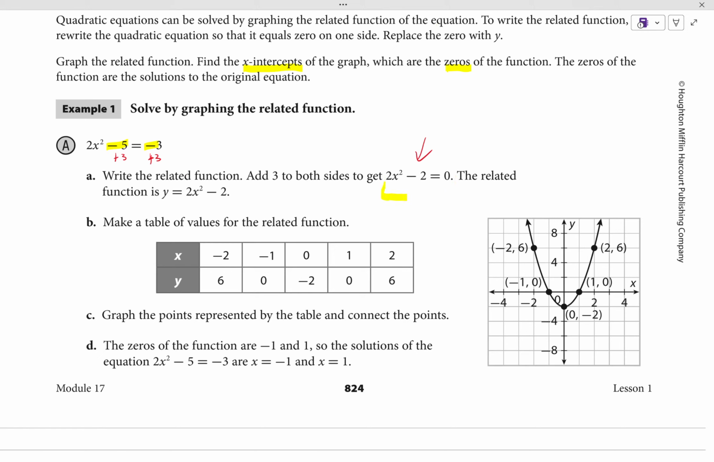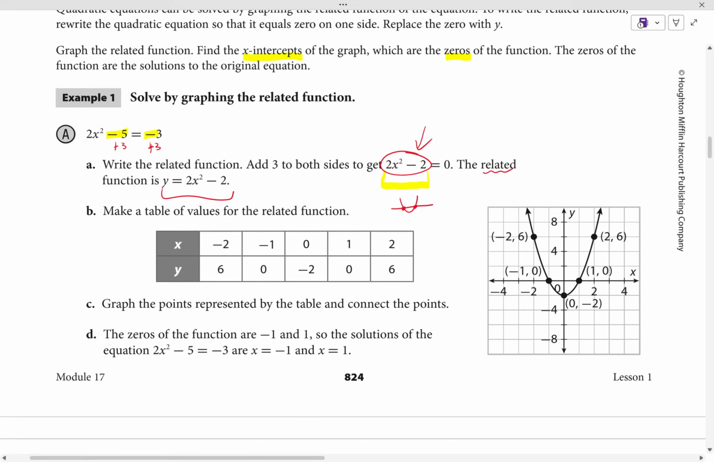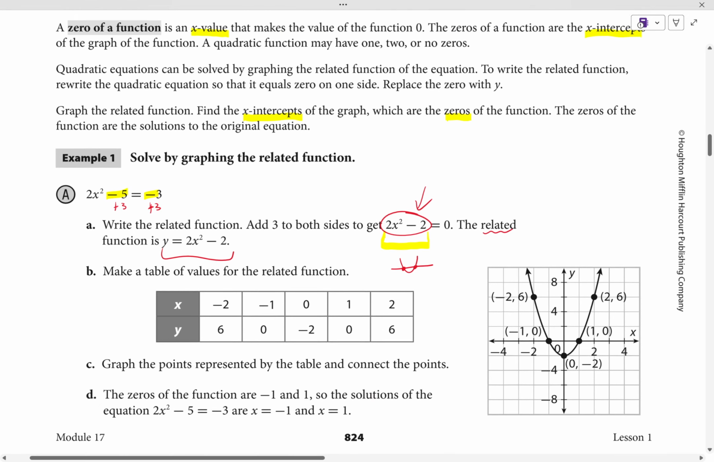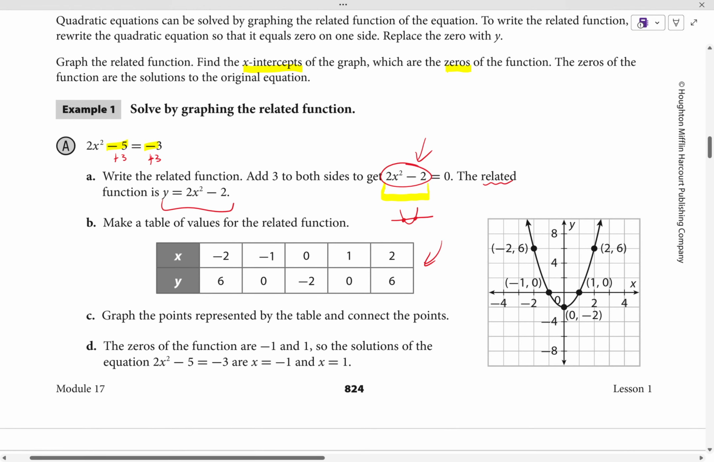We want to make this itself into a function that we can graph. So we're going to graph this. It's going to turn out to be a parabola. And when this says equals 0, that means I'm going to look for the points where the y value of that graph on the left side is 0. The related function, kind of a weird word, is the quadratic here, 2x squared minus 2. Over here, they made a table of values for that function, and then they graphed all those points and drew their parabola.